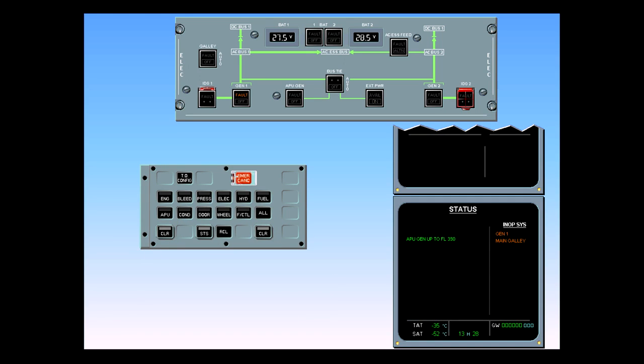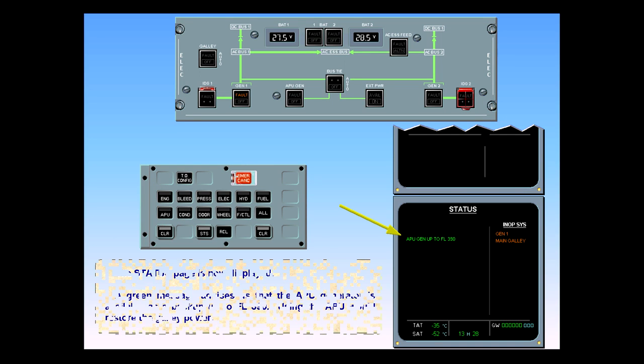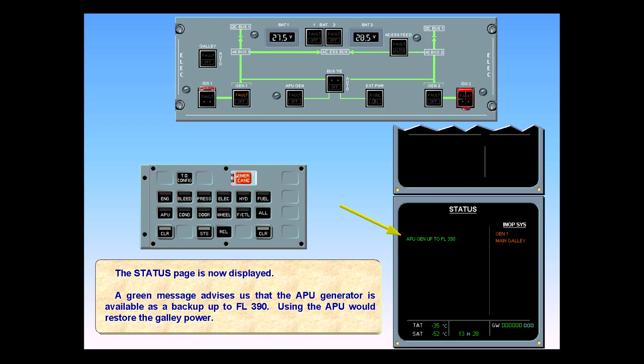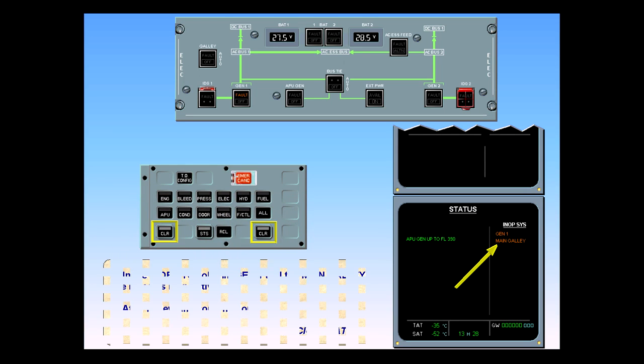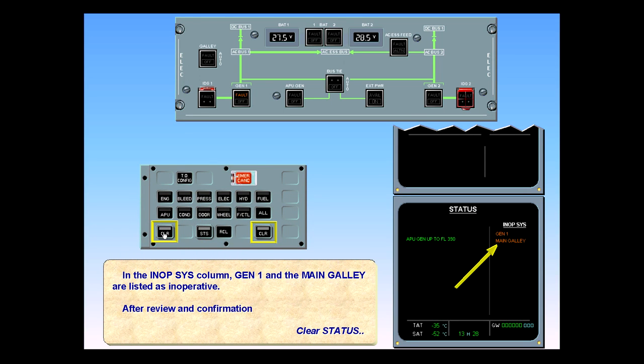The status page is now displayed. A green message advises us that the APU generator is available as a backup up to flight level 390. Using the APU would restore the galley power. In the INOP system column, generator 1 and the main galley are listed as inoperative. After review and confirmation, clear status. ECAM complete, screens normal. The system display has reverted back to the cruise page.